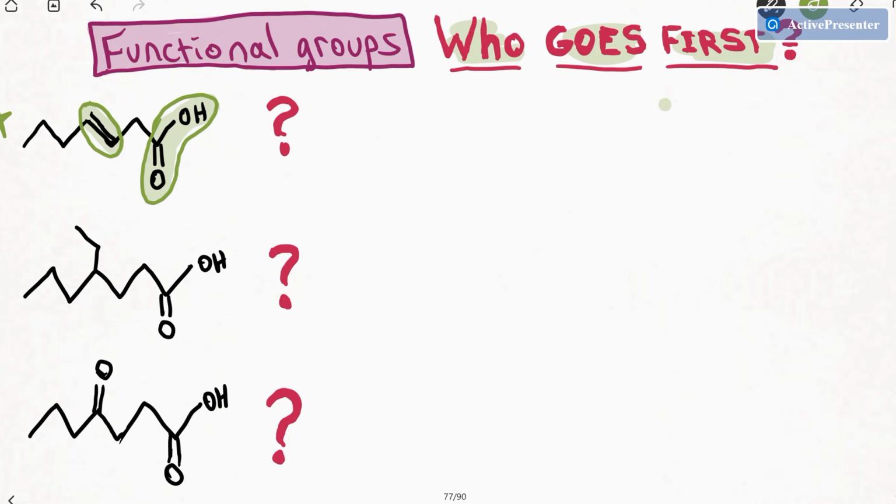And then also in the second one here, we have another carboxylic acid right here on the 1 carbon, but we have an ethyl group over here on the 4 carbon. And then down here in the last one, we have the carboxylic acid right here, but we have a ketone right here. This is a ketone. So which one gets priority? Which one gets the lowest number carbon?